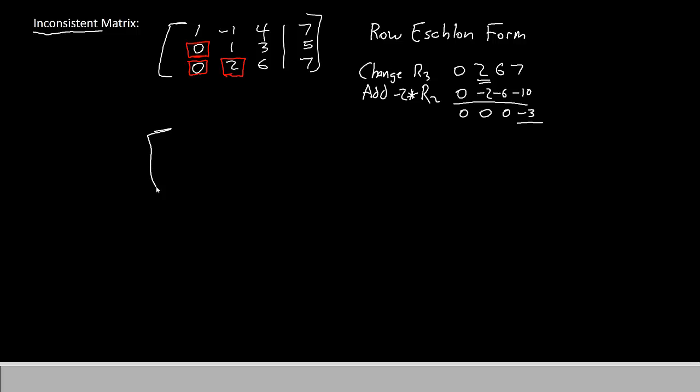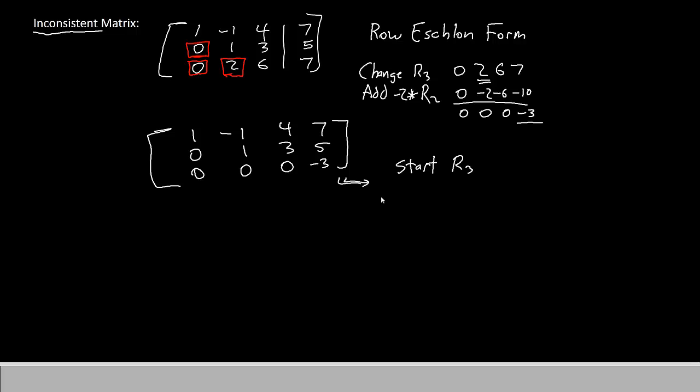Therefore, our new matrix goes like this. The first and second rows do not change at all. We do nothing to them. But our new row 3 is now 0, 0, 0, negative 3. If we want to solve the matrix, we would have to start from row 3, just like in last episode. But row 3 says that 0 on the left is equal to the negative 3 on the rightmost column. We know that 0 is not equal to negative 3, and this is a false statement.